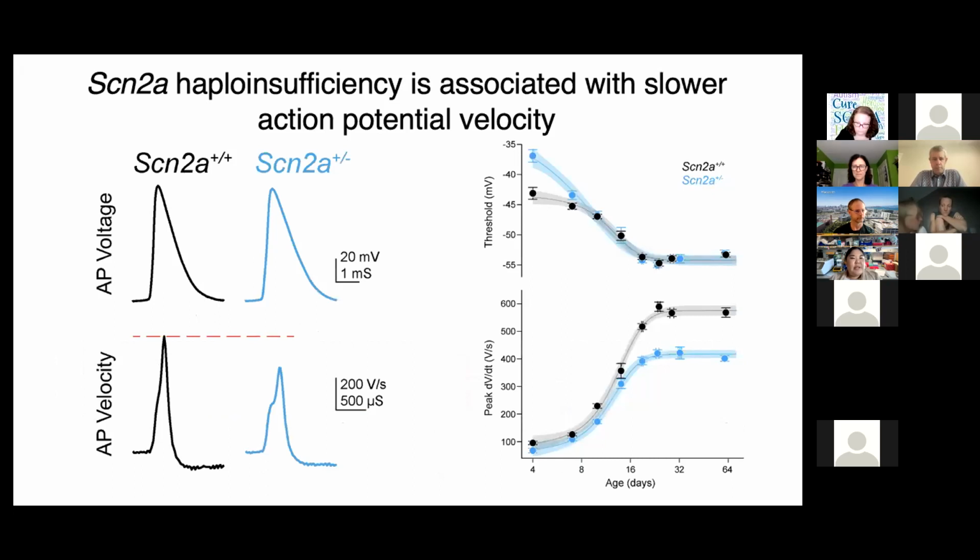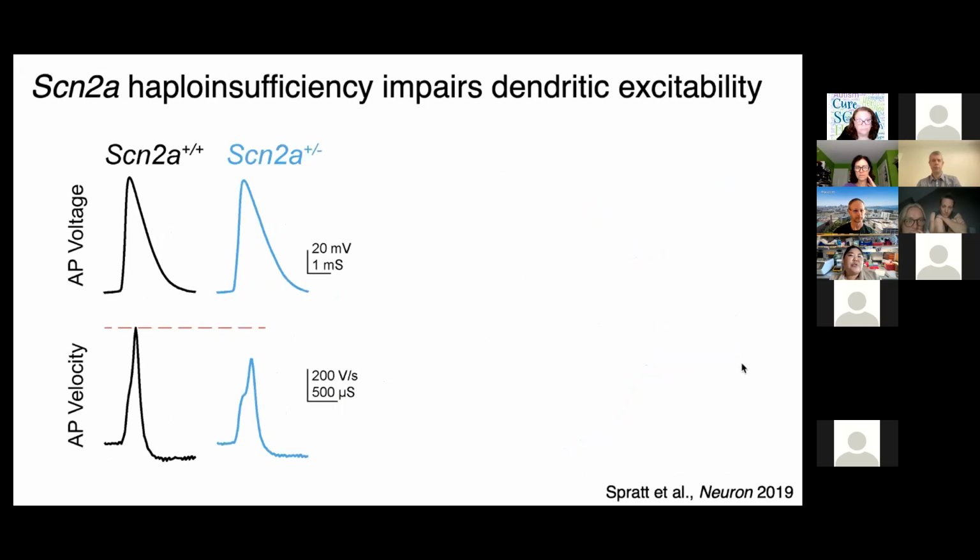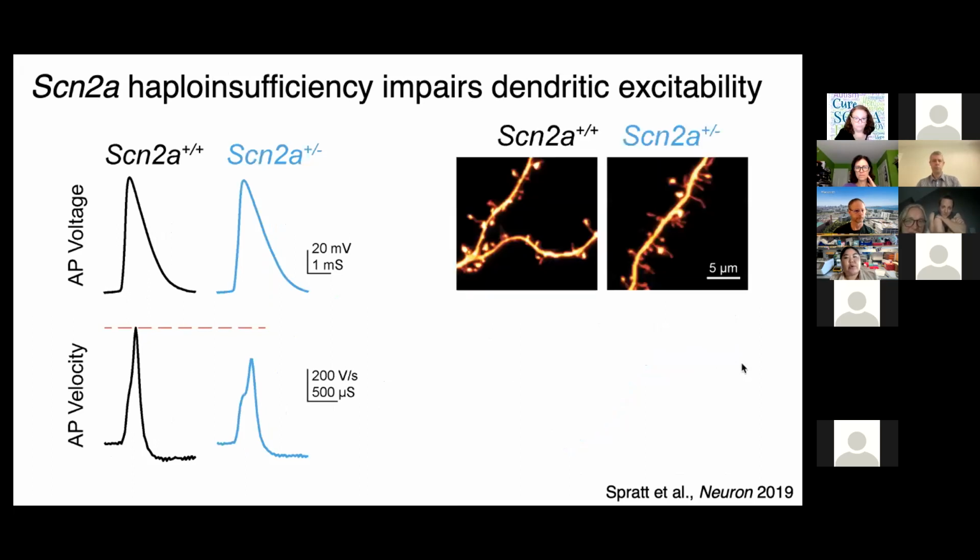By using SCN2A heterozygous mice, we can study the physiological effects of carrying a loss of function mutation. And what we see here is that neurons from fully developed heterozygous mice, shown in blue, are firing action potentials that are 30% slower than wild-type mice, shown in black here. And again, these are age-matched neurons. And as a result of these slower action potentials, excitatory synapses are weaker in SCN2A heterozygous mice.